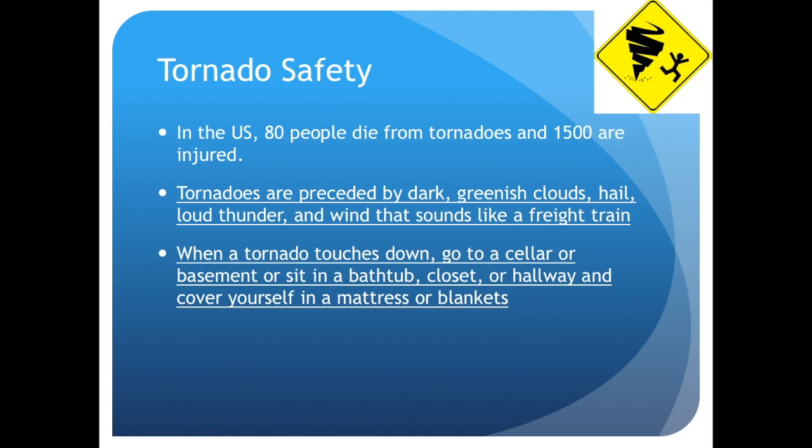If you see a tornado touching down, you want to immediately get to a cellar, basement, anything underground. If you're in a house and there really is no basement, you can get in a bathtub or closet or hallway, anywhere where there's more structure in the house to support you so that if the house comes down, you can still be protected. A lot of times if you're getting in the bathtub, they always say put a mattress or a bunch of blankets over yourself.